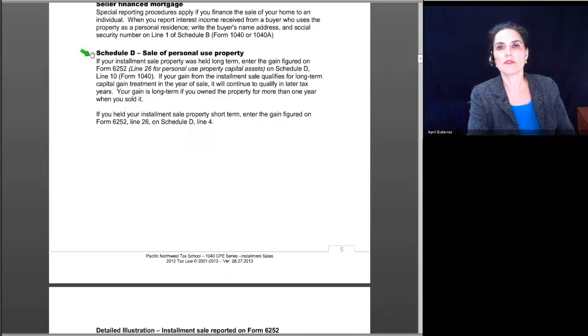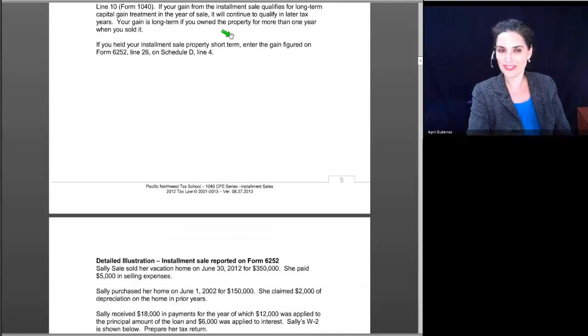Schedule D is used to report the sale of personal property. If your installment property was held long-term, enter the gain figured on Form 6252, line 26, onto Schedule D, line 10, as a long-term capital gain. If your gain from the installment sale qualifies for long-term capital gain treatment in the year of sale, it will continue to qualify for long-term treatment in all later years. Your gain is long-term if you own the property for more than a year when you sold it. If you held it short-term, you would enter it on line 4 of Schedule D, and long-term is line 10 of Schedule D.